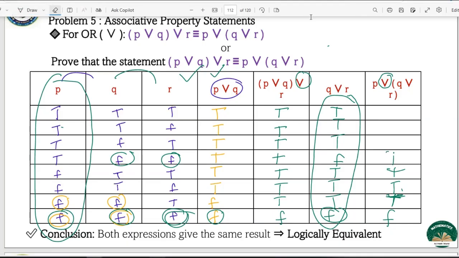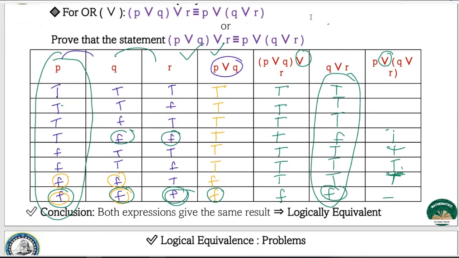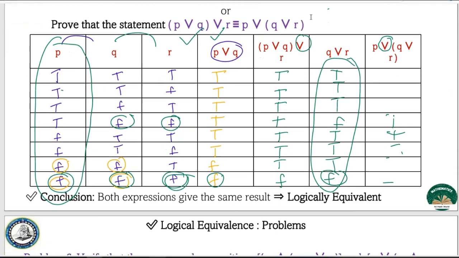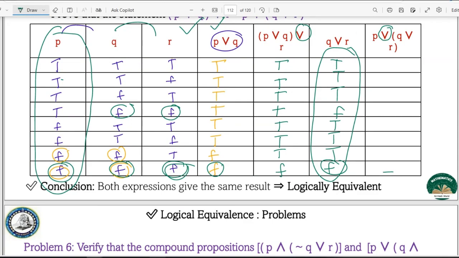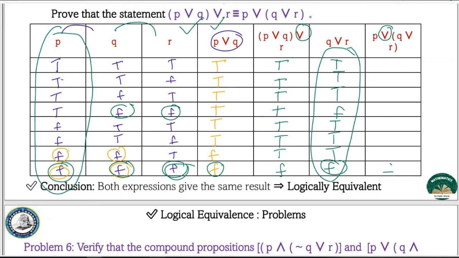One second. I'll just write it a little clean. Yeah. So here we have it is F and F. The last one was F. The remaining values are T.